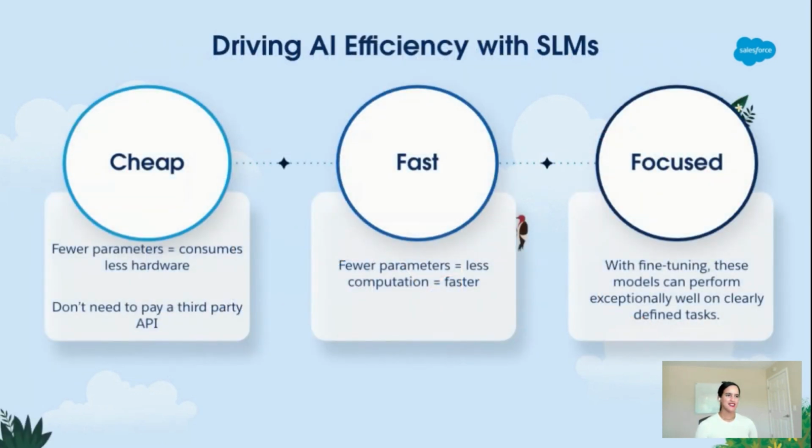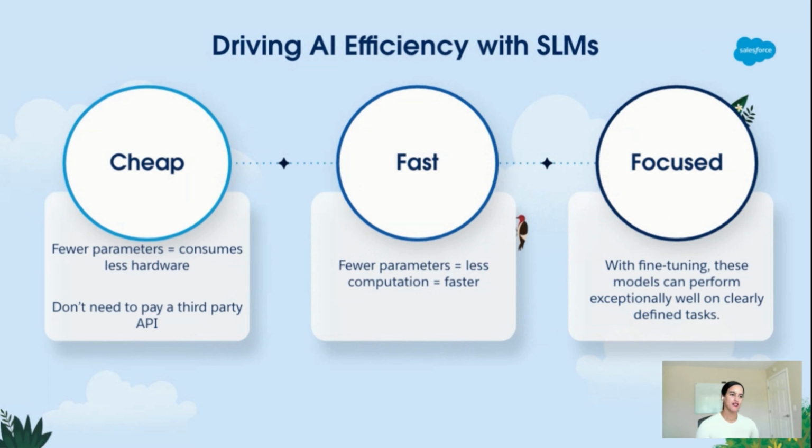Now, with SLMs, you can drive so much efficiency. There's so many benefits to them. So because they're small, they're extremely cheap to serve. With fewer parameters, they simply consume less hardware. And because you can serve it yourself, you don't need to pay an expensive API or a third party to serve the model for you. So super cheap to use.